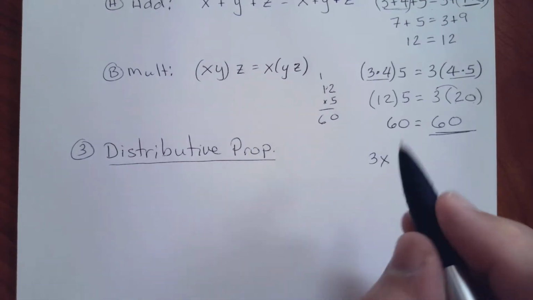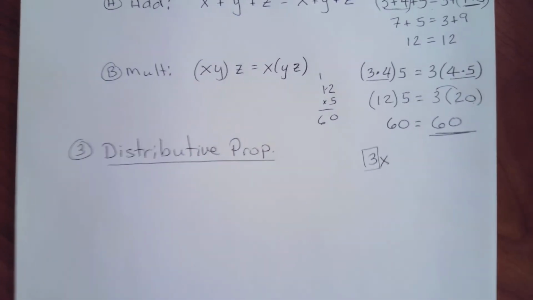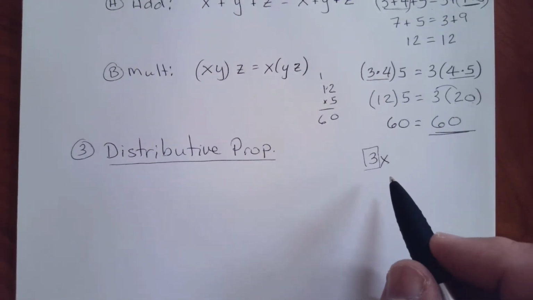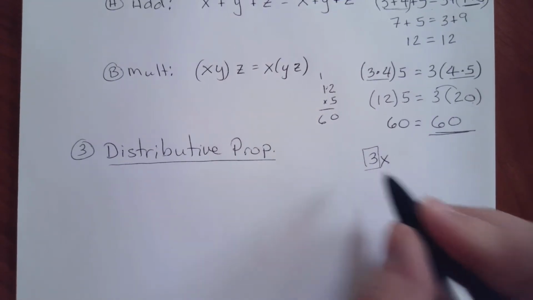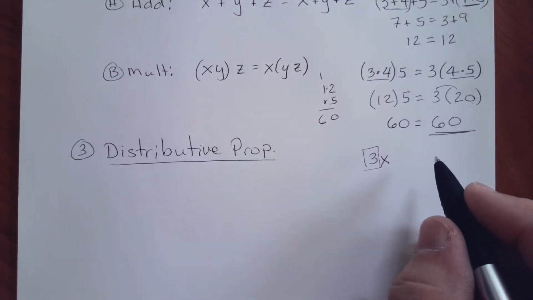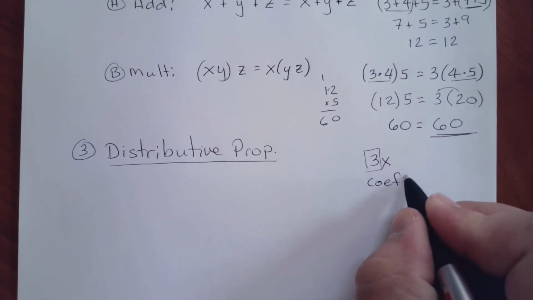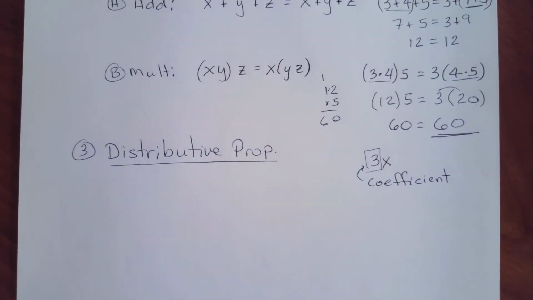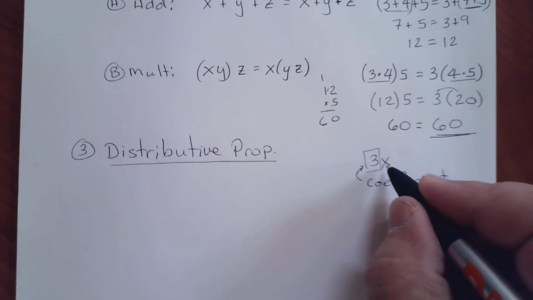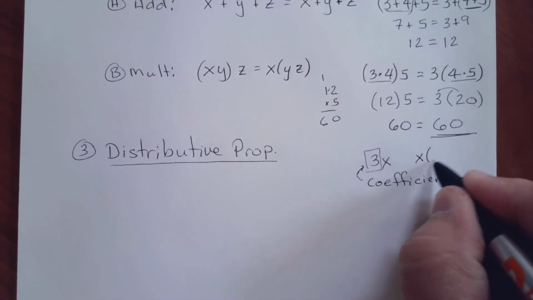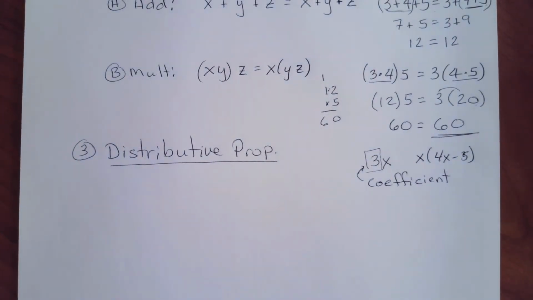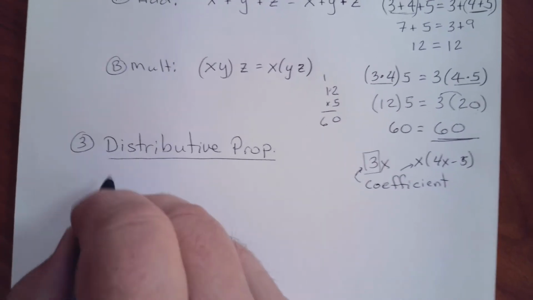If I gave you 3x, what is this number in front? What is that called? No, the variable is a letter. A variable can be any number you want it to be. It starts with a C. Coefficient, very good. The number in front is called a coefficient. I don't care if it's a number in front of a letter or if it's a letter in front of a parenthesis. Whatever's in front is called a coefficient.